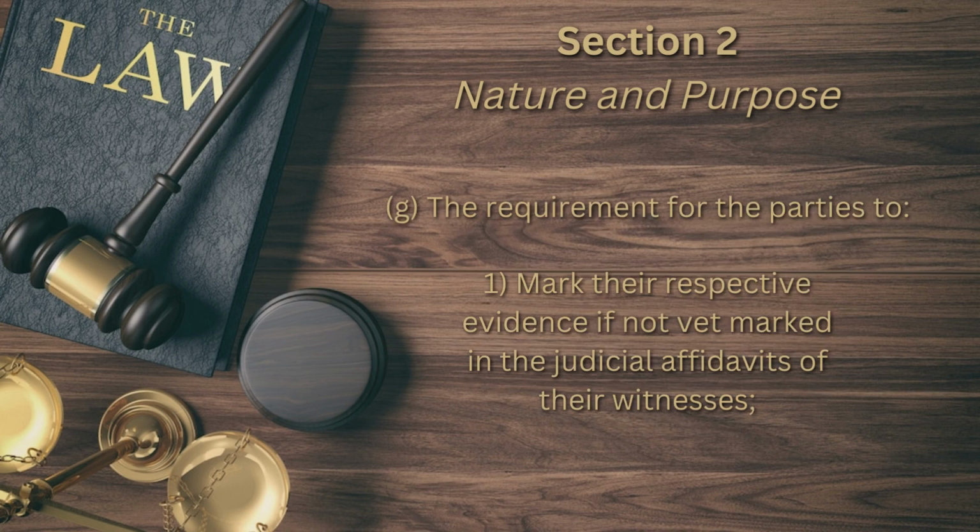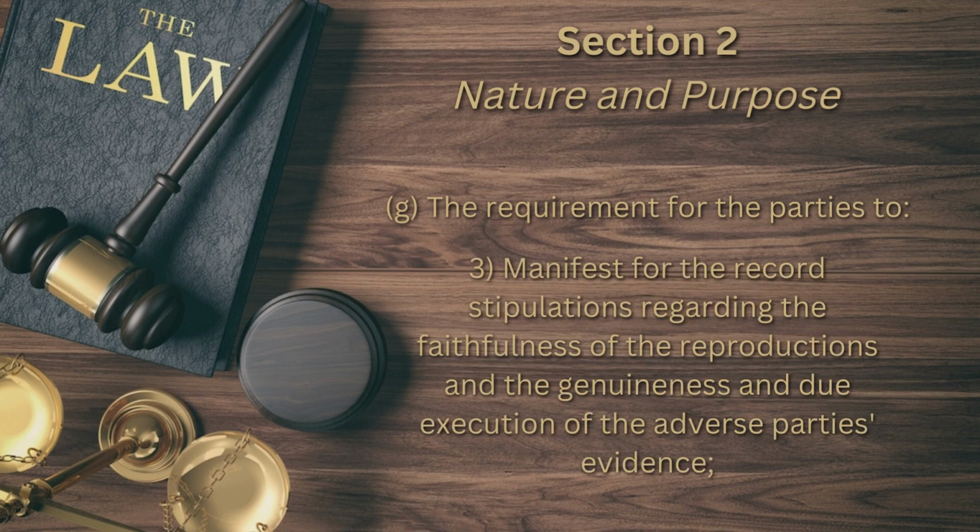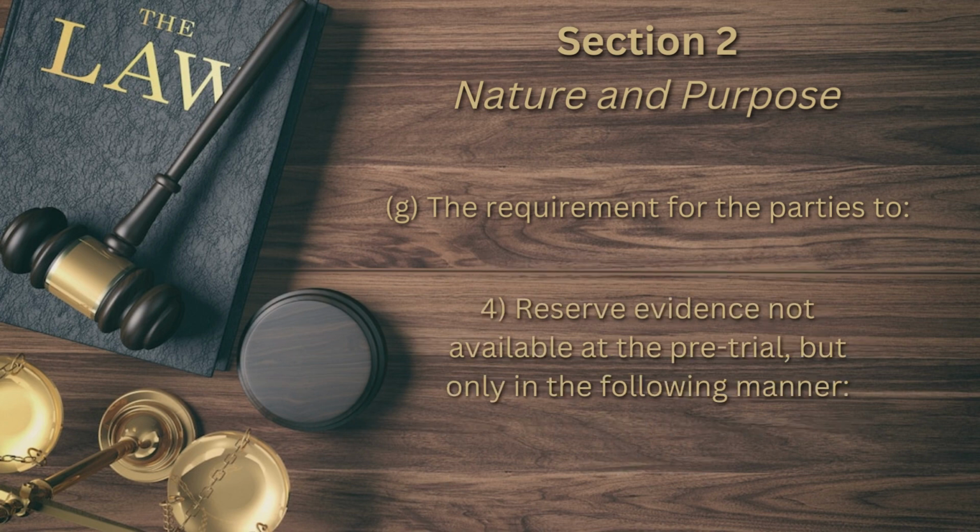The requirement for the parties to, number 1, mark the respective evidence, if not yet marked, in the judicial affidavits of their witnesses. Number 2, examine and make comparisons of the adverse parties' evidence vis-a-vis the copies to be marked. Number 3, manifest for the record stipulations regarding the faithfulness of the reproductions and the genuineness and due execution of the adverse parties' evidence. Number 4, reserve evidence not available at the pre-trial, but only in the following manner.